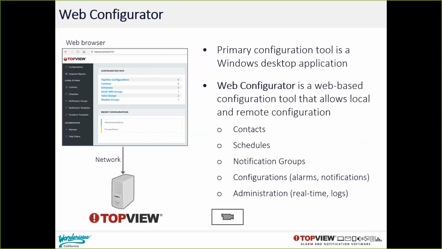The primary configuration tool for TopView is a Windows desktop application that runs on the TopView machine. But configuration can also be accomplished through our web configurator. The primary benefits of the web configurator is that it does not require any installation, and it can run local or remote to the TopView machine.